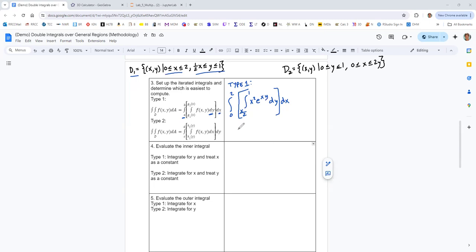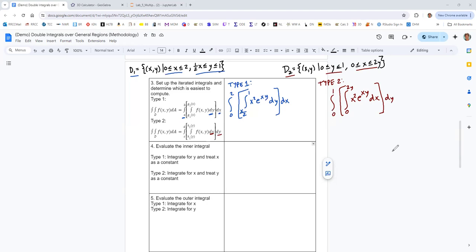Let's compare that with the type two, where we use D2. So same integrand, x squared e to the xy, but now we integrate x first. And so we would go from 0 to 2y. It's nice having those inequalities right there. They tell you exactly what to do. And then dy, which goes from 0 to 1.